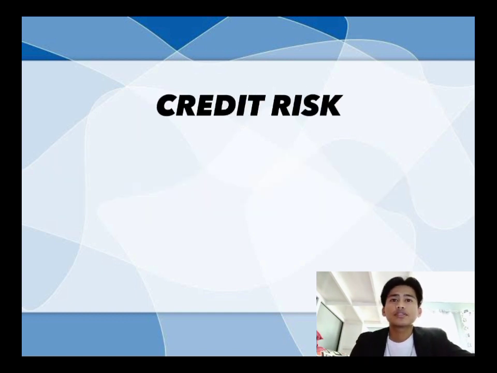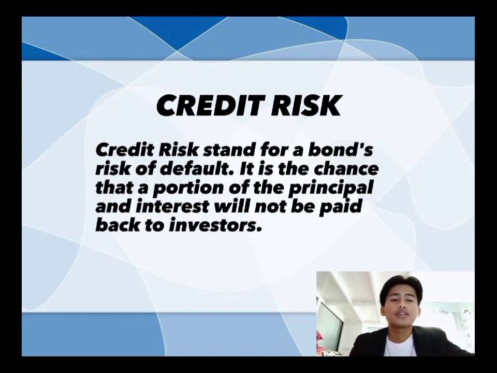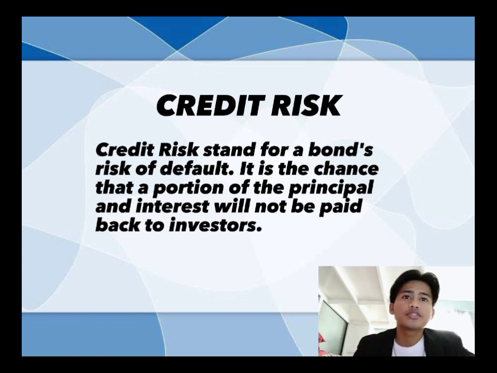Credit risk, on the other hand, stands for a bond's risk of default. It is the chance that a portion of the principal and interest will not be paid back to investors. Individual bonds with high credit risk do well when their issuer is financially strong, but if the issuer begins to suffer, bonds with high credit risk will weaken. Entire asset classes can also have high credit risk, and these do better when the economy is getting stronger and perform poorly when it slows down.